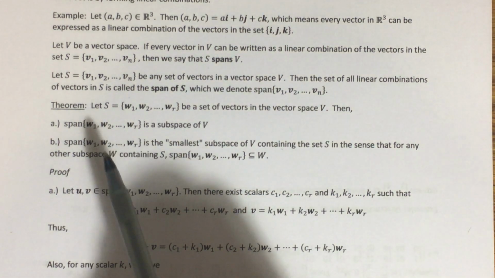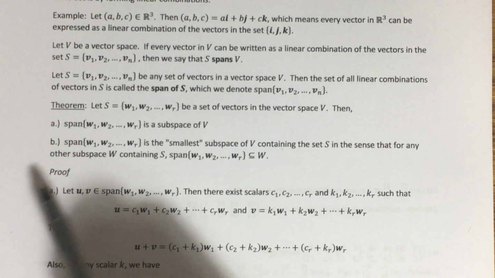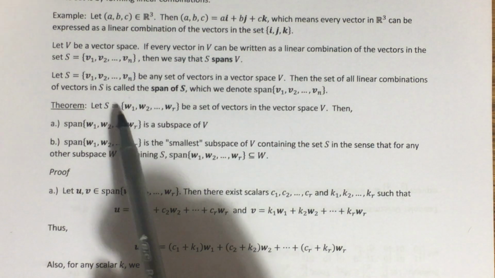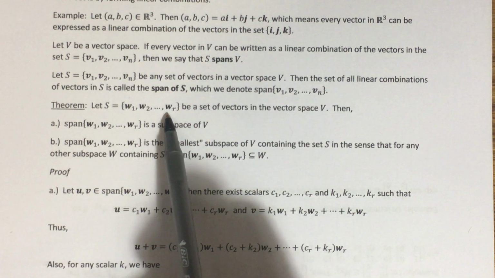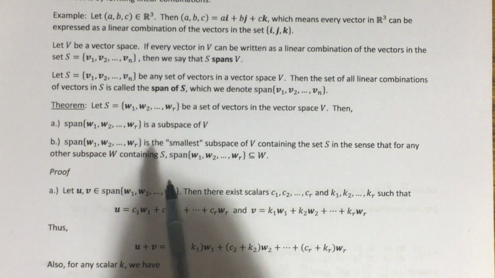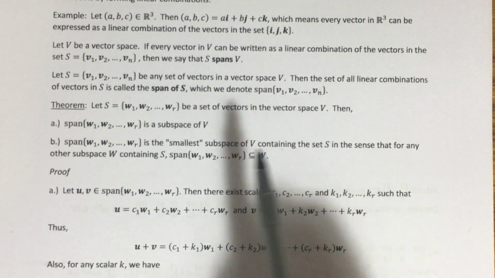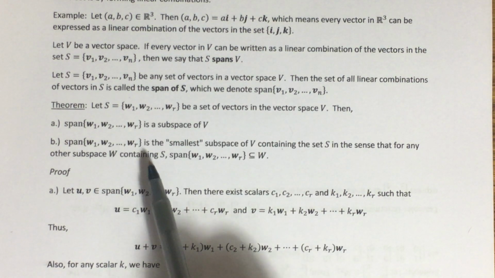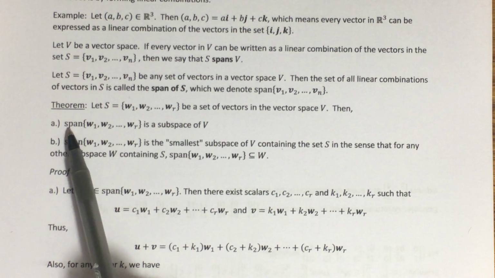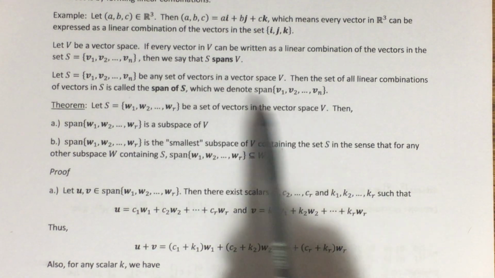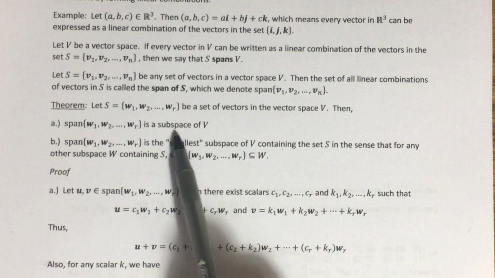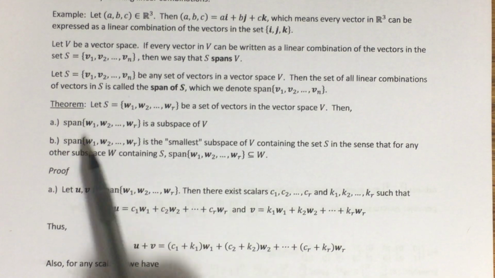All right. So let's start with the first theorem, really important theorem. Let's let S just be this set of vectors, W1 through WR, where these vectors are chosen from some vector space V. We get two results pretty much right away. A, the span of that set turns out to be a subspace of V.